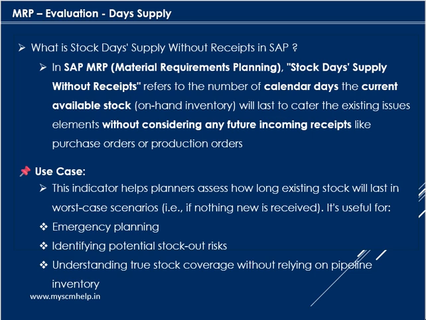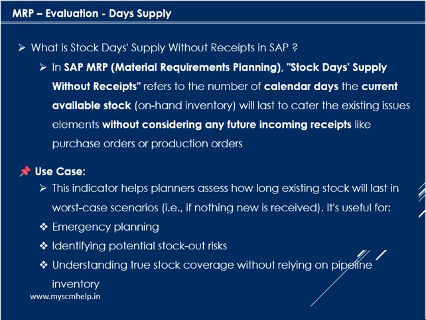It refers to the number of calendar days the current available stock, which is our on-hand inventory, will last to cater the existing issue elements. The issues can be a stock transfer order or a sales order, without considering any future incoming receipts. When I say incoming receipts, it can be purchase requisition, purchase orders, production orders, which will bring and increase your stock. So they are not considered here.